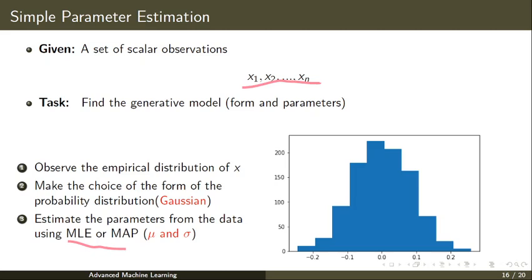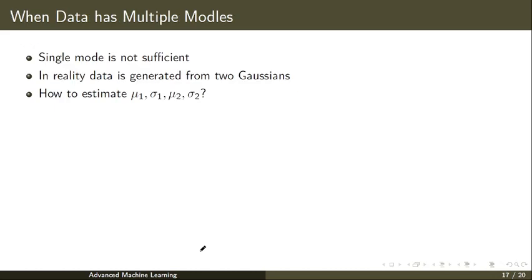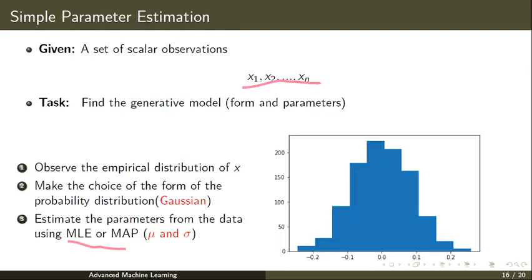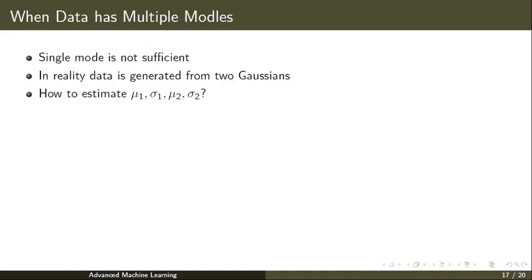Using that, you can estimate your parameter. In the case of a Gaussian distribution, the parameters are mu and sigma. When the data has multiple modes, then this sort of single mode is not sufficient, isn't it? Single mode in the sense that we have assumed that all our data is coming from a single point, using a single mu and sigma.